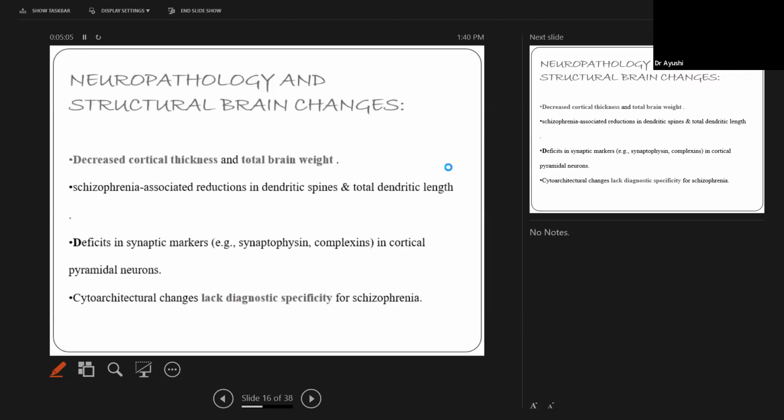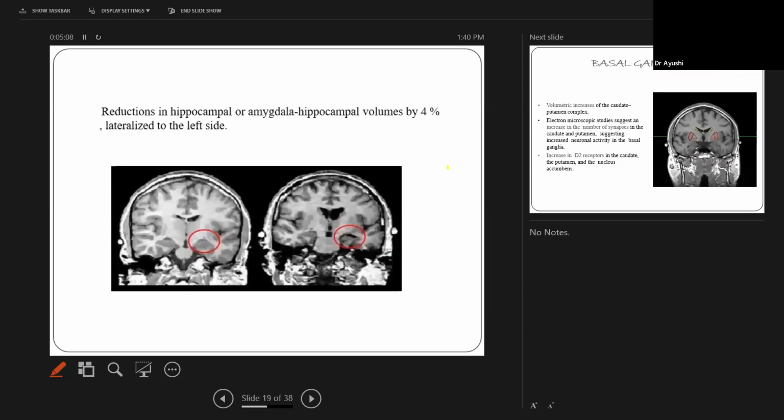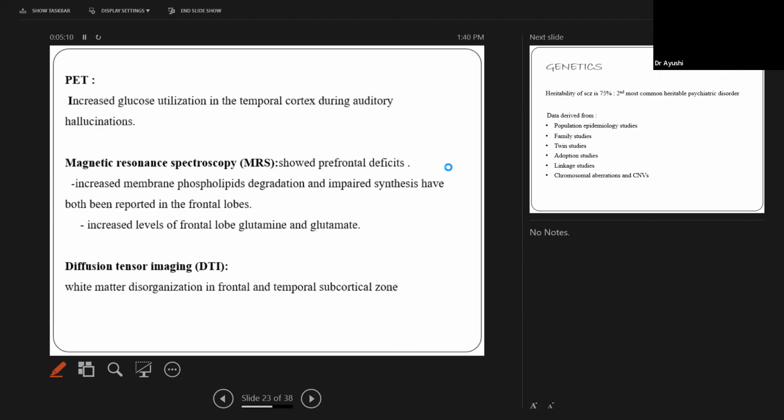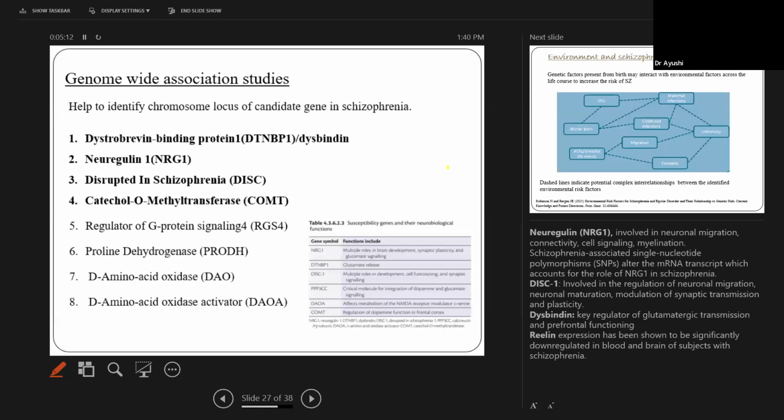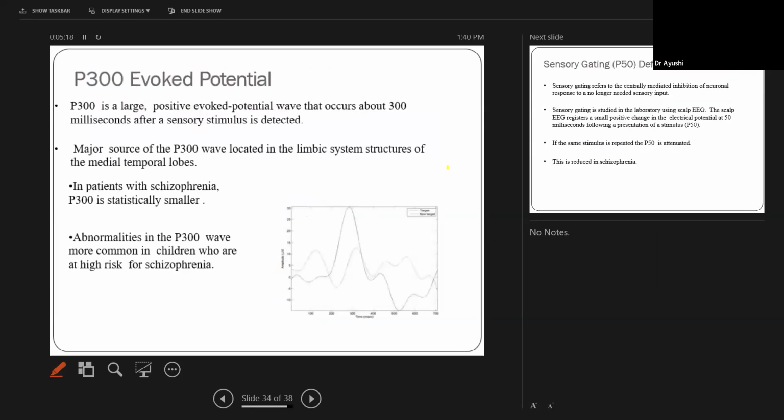It evaluates the positive wave and the negative wave. So there is the N30, this positive wave, which is bigger, which is normal. In schizophrenia, this is a smaller positive wave. Like in normal people, when a sensory stimulus is given, we have this.